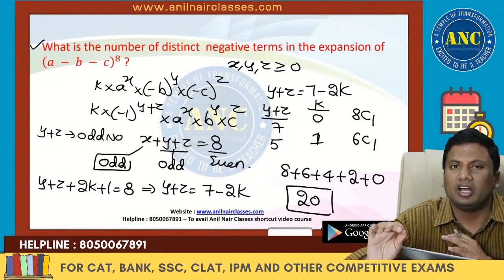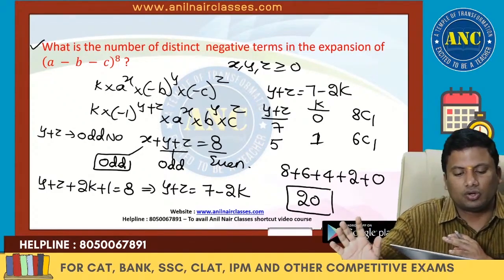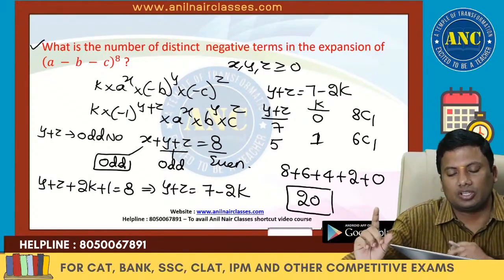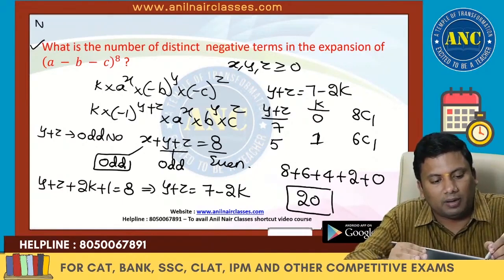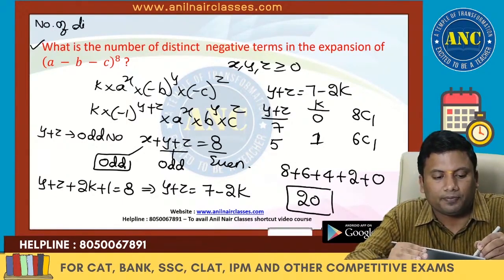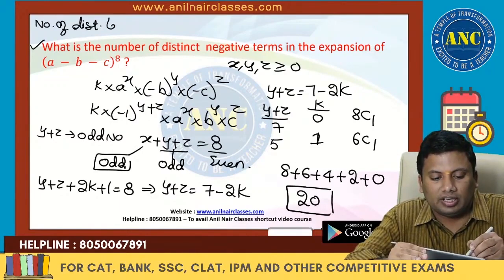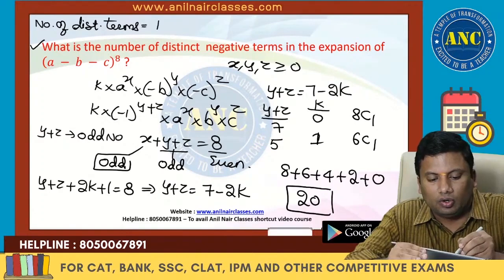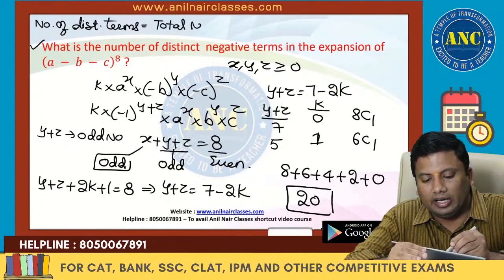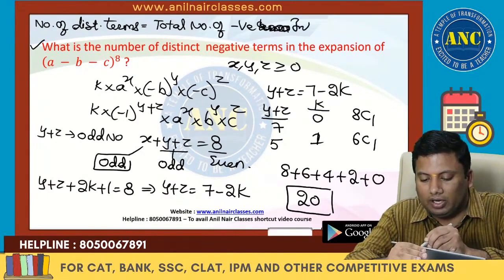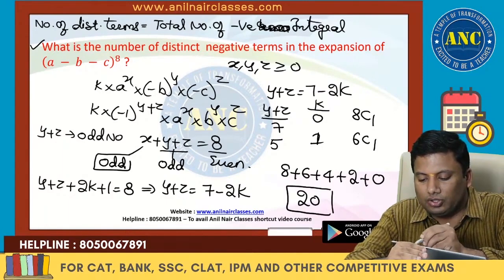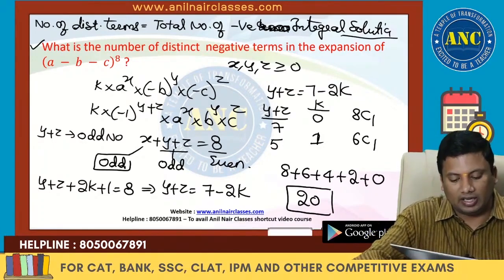I hope it is clear. You don't need to fear looking at these questions. These are all very easy questions if you understand the idea of this. What is the entire concept? The number of distinct terms is nothing but the total number of non-negative integral solutions. I hope it is clear, right?